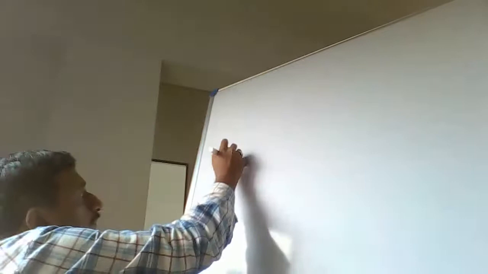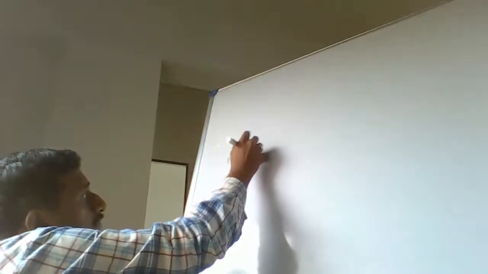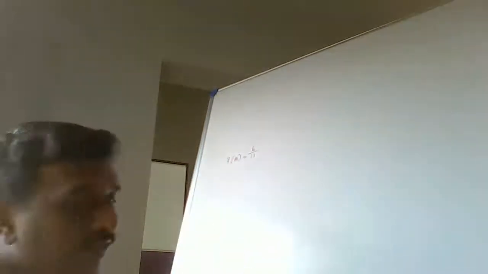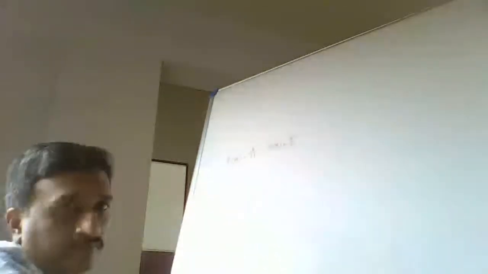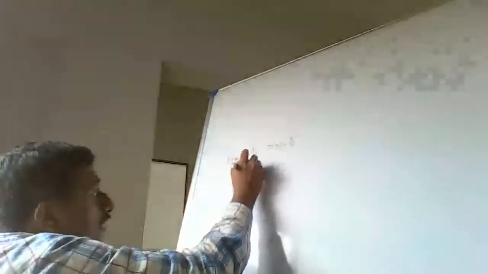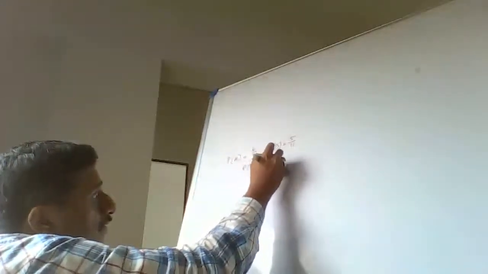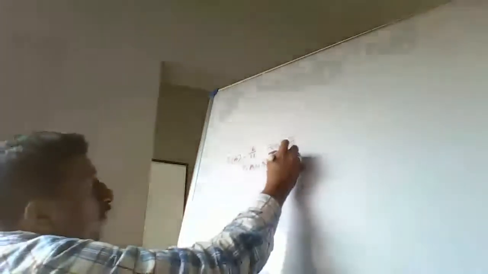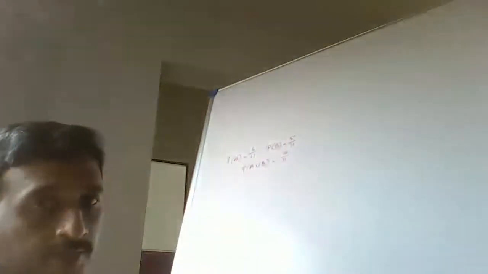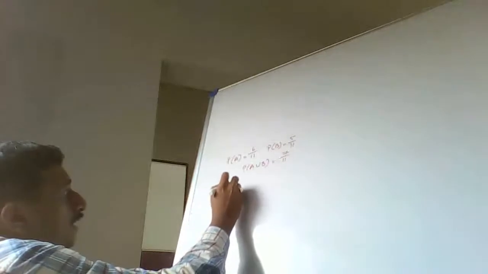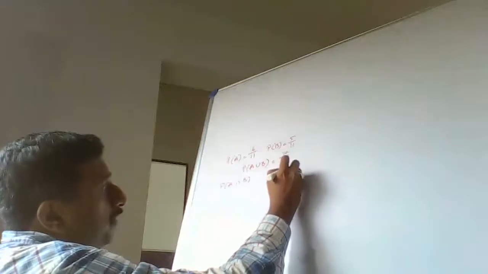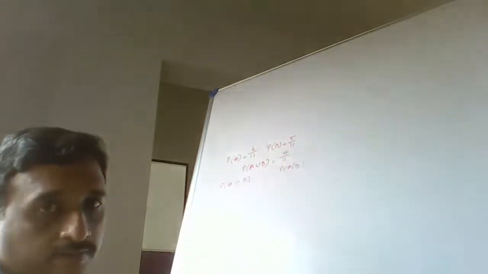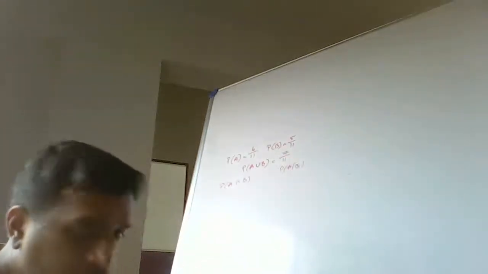Now, another problem. I have P of A, which is 6 by 11, and P of B, which is 5 by 11, and P of A union B, which is 7 by 11. Let us find what is P of A intersection B, and P of A given B.